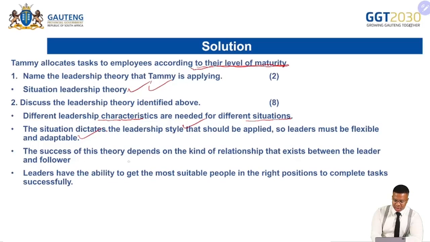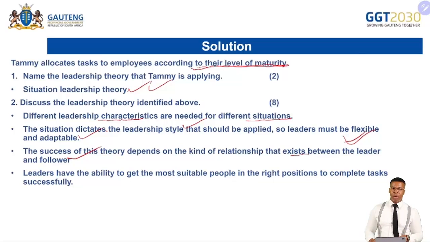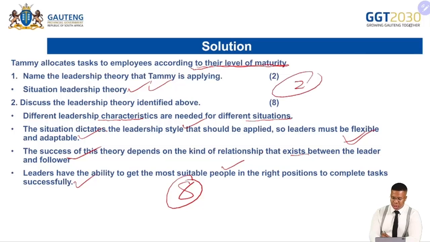And then the success of this theory depends on the relationship that exists between the leader and the follower, because if the leader is able to establish the type of personality, the type of competency and skills that the employees have, then they are in a better position to use the appropriate leadership style. And then leaders have the ability to get the most suitable people in the right position to complete their tasks successfully. So that is how you should go about that. That is your 8 marks there and 2 marks for identify.